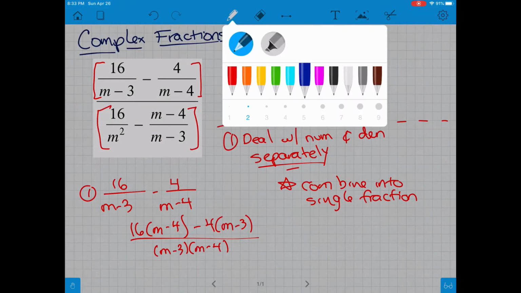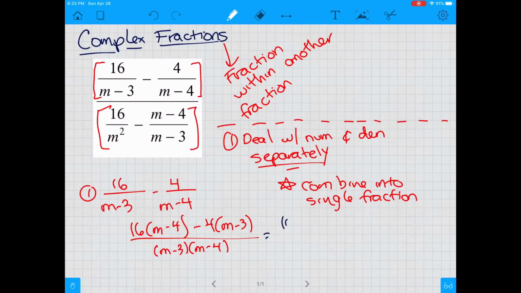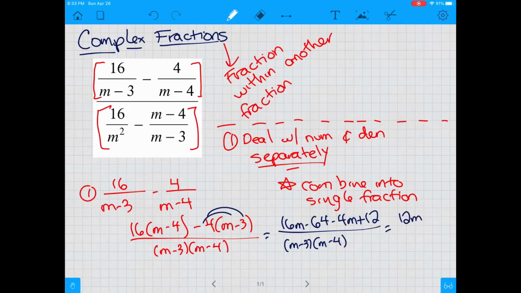Let me do it in a different color so we can see it. So that's 16m minus, oops, not 48, 64. There we go. My brain works sometimes. Minus 4m plus 12 because of the negative, all over m minus 3 times m minus 4. And so if I simplify that out, I get 12m minus 52 over m minus 3 times m minus 4. So that is my numerator.